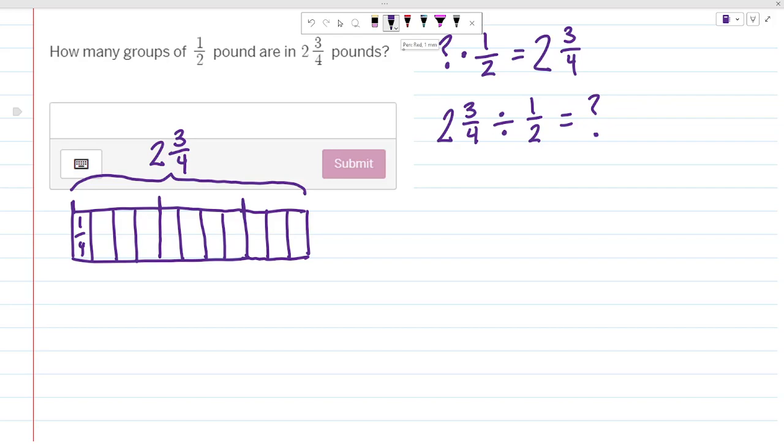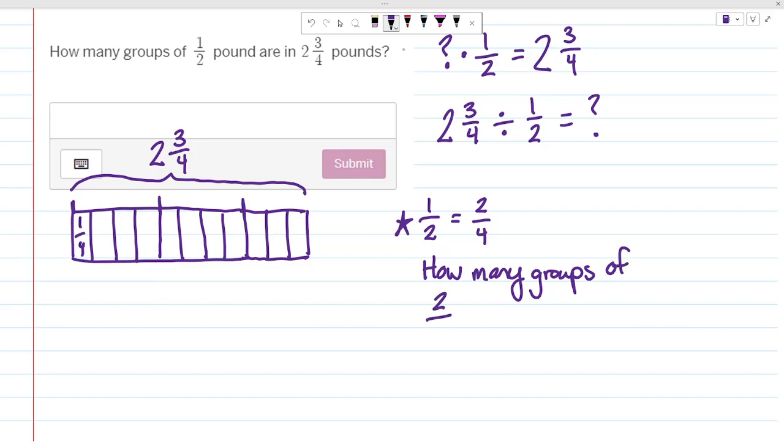So that would be 2/4. So maybe we're going to look at groups of 2/4. I'm just making a note here: since 1/2 equals 2/4, we can ask how many groups of 2/4 are in 2 3/4. So we're reframing our question into an equivalent question.